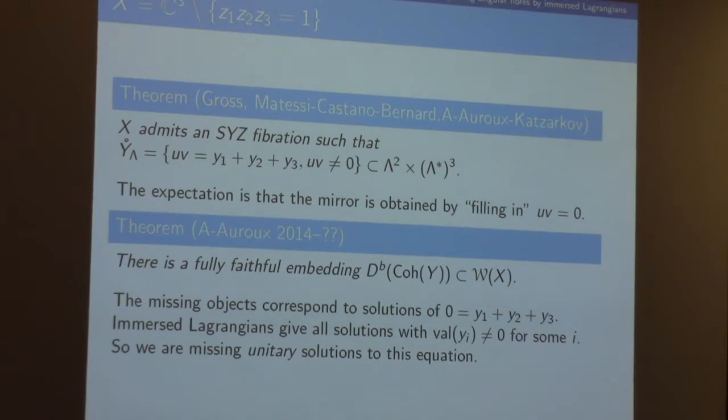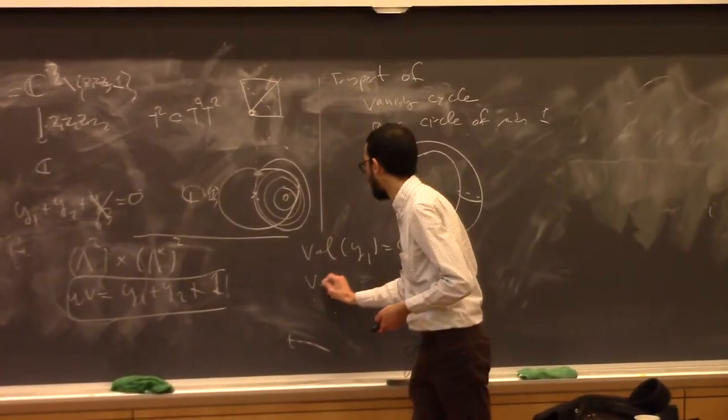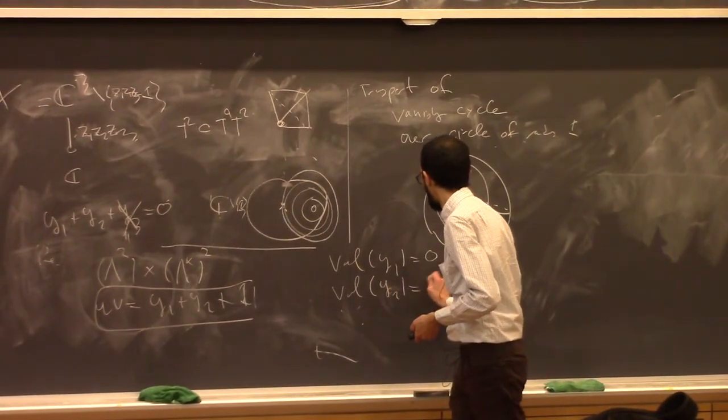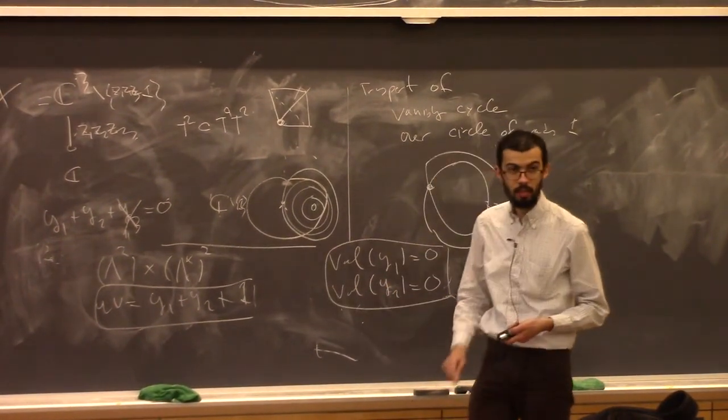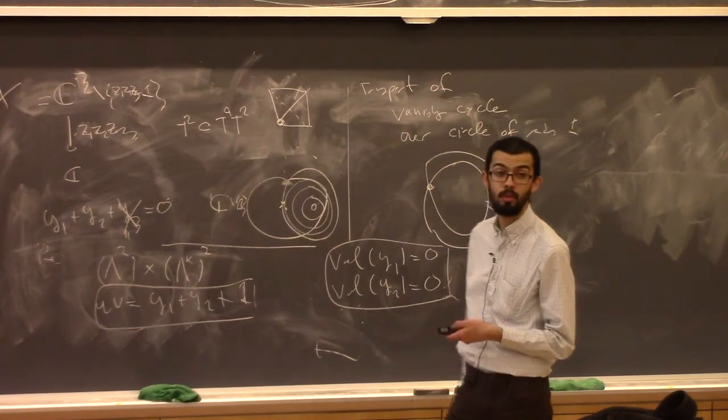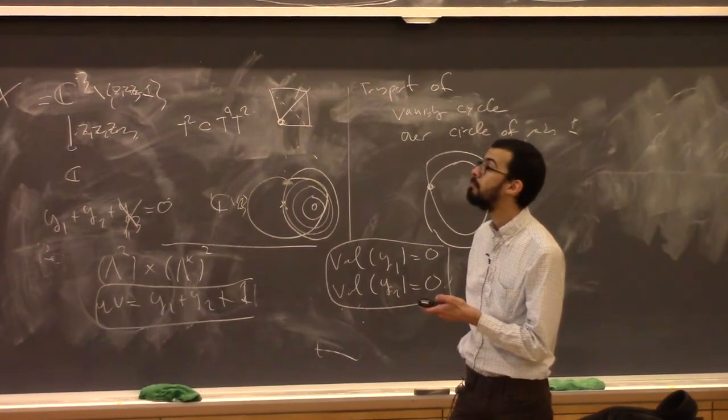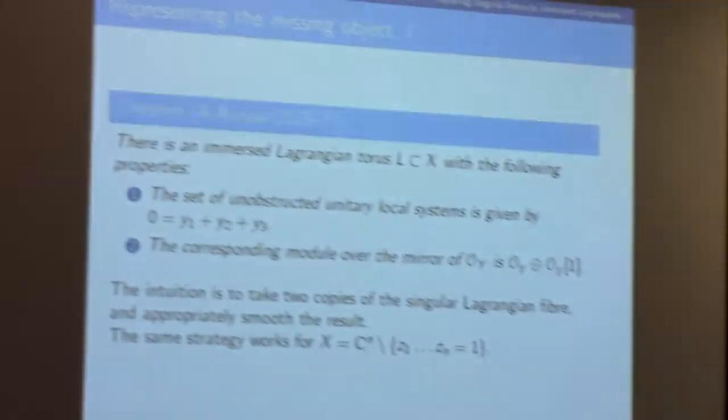If you think about immersed Lagrangians, you get all the objects that correspond to the solutions where the valuations are non-zero. Again, you have to do y1 plus y2 equals 1, where the valuation is non-zero for either y1 or y2. But then there will be some solutions where the valuation of y1 equals 0 and the valuation of y2 equals 0. These you should think of as the unitary solutions, and those are the ones that are missing.